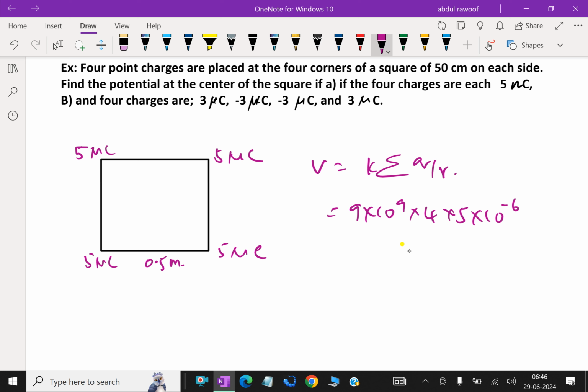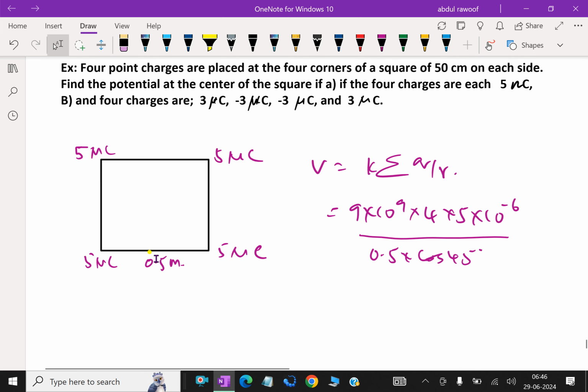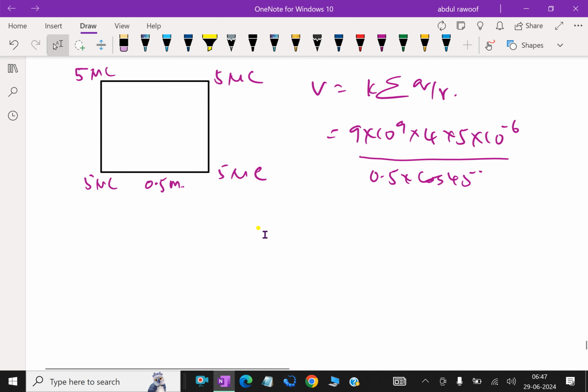So divide by 0.5 into cos 45. Since it's a square, the diagonal makes an angle of 45 degrees. So at the center we have to calculate 0.5 into cos 45, that is the distance from the center to one corner.